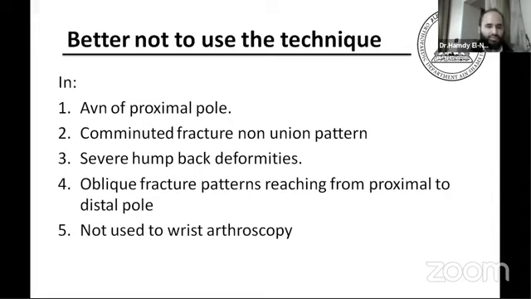It is better to use the volar approach and take a cortical cancellous graft. Also, when there is a very transverse or oblique fracture reaching from proximal to distal, it's very difficult to reach a good debridement through all the fracture site.